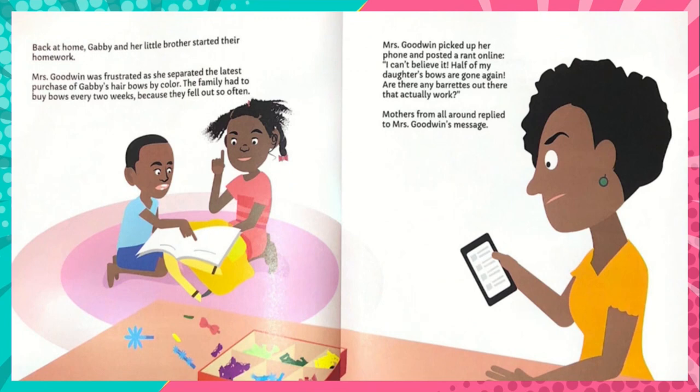Back at home, Gabby and her little brother started their homework. Miss Goodwin was frustrated as she separated the latest purchase of Gabby's hair bows by color. The family had to buy bows every 2 weeks because they fell out so often. Miss Goodwin picked up her phone and posted a rant online.